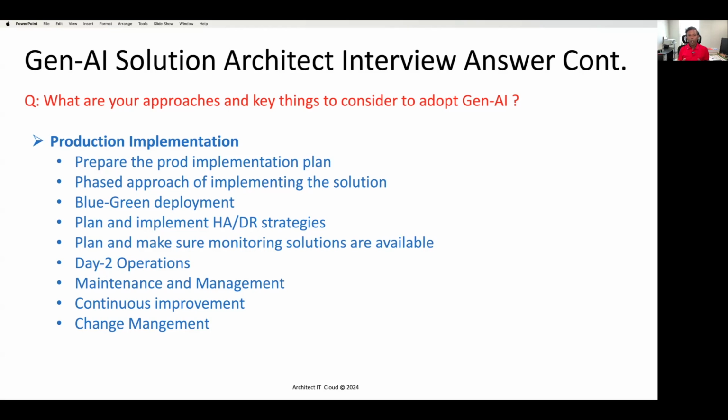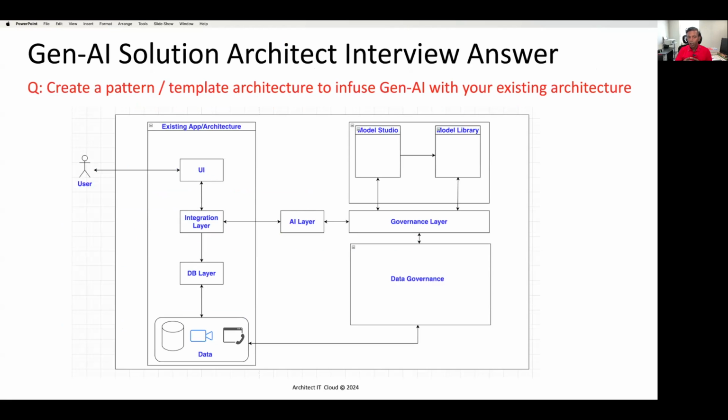So these are all the key things a solution architect must follow to implement the generative AI architecture for your organization, or integrate the generative AI solution into your existing architecture. The next question is: create a pattern or template architecture to infuse generative AI into your existing architecture. So I have come up with a simple architecture diagram.